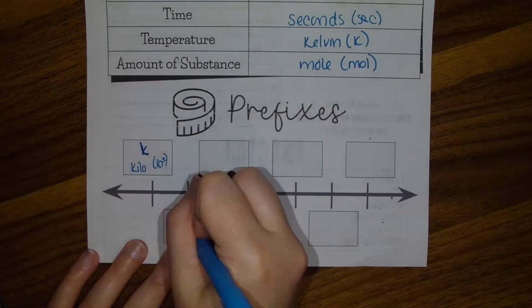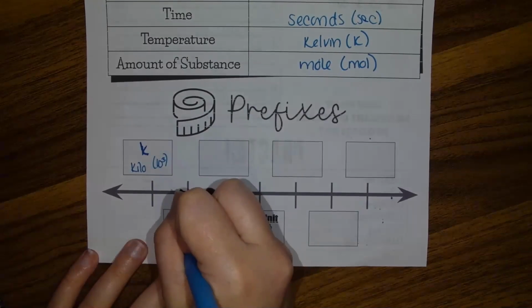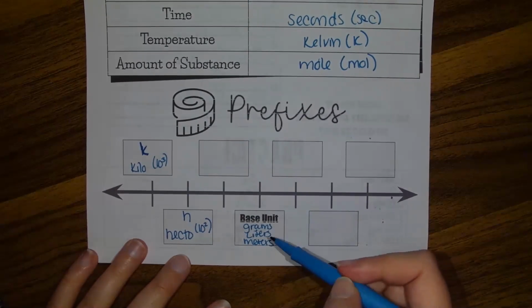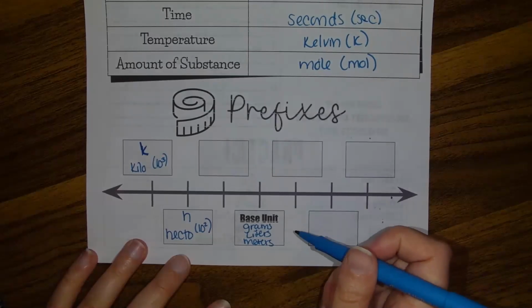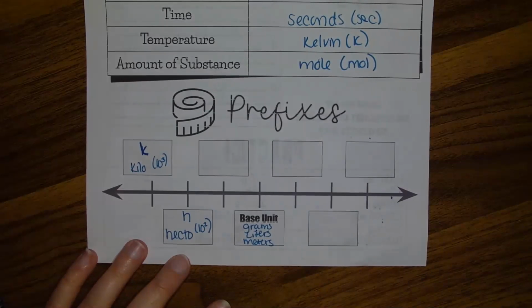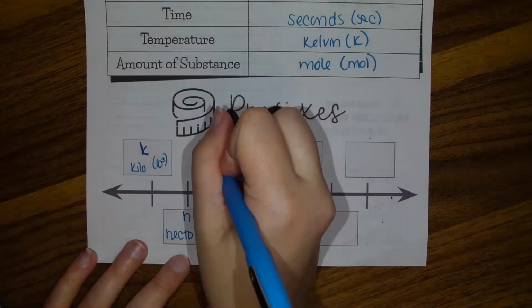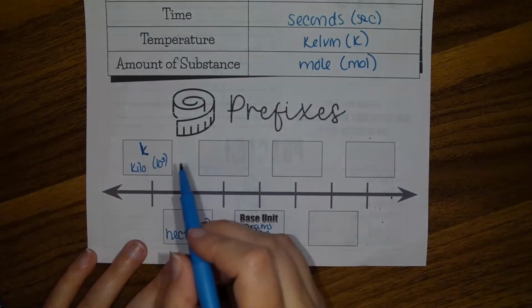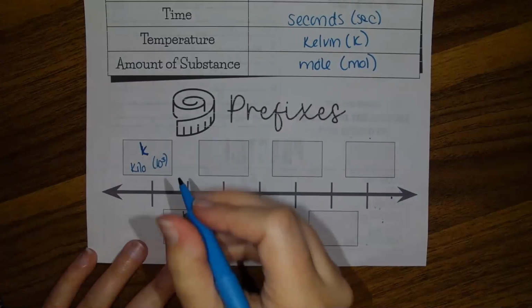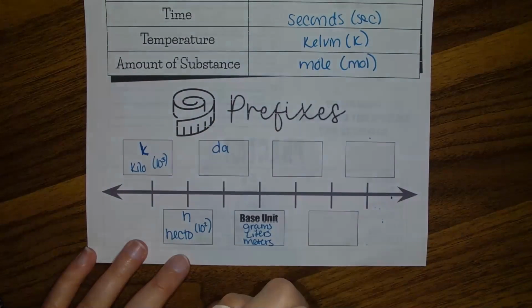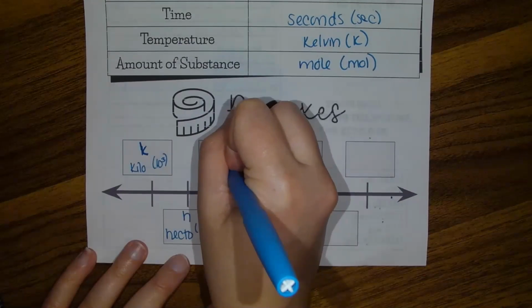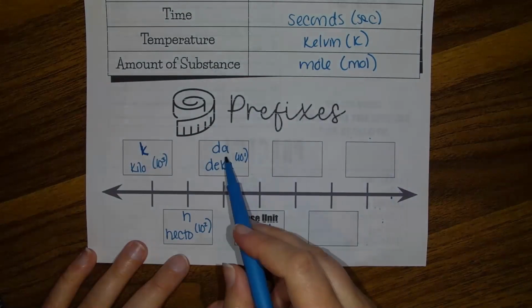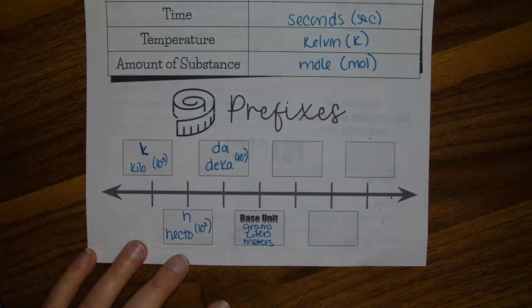The next one is going to be H, or hecto. This is 10 to the 2. What that means is that, let's say we have a hectometer, we have 100 meters in that hectometer. It's not very common. You probably won't see it a whole lot. You'll see kilo most out of these, but it's important that we talk about all of them. DA stands for deca, and that's 10 to the first, or 10. So a decameter would have 10 meters in it.